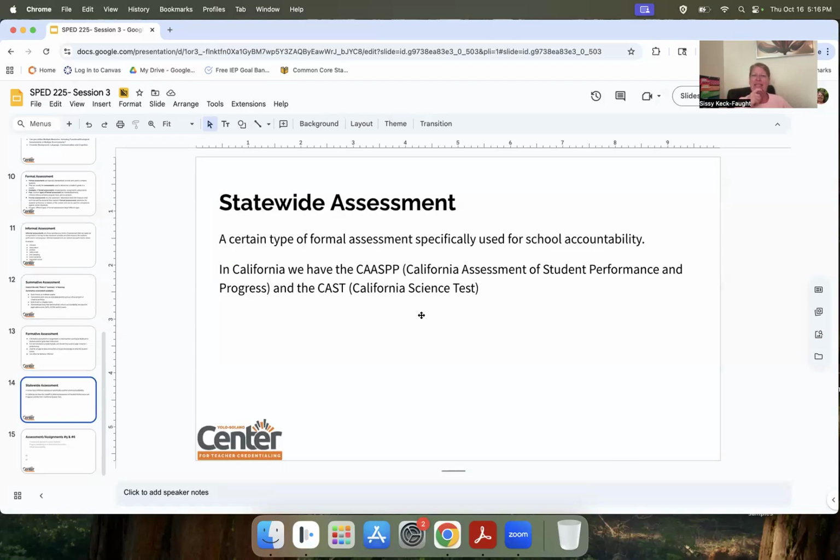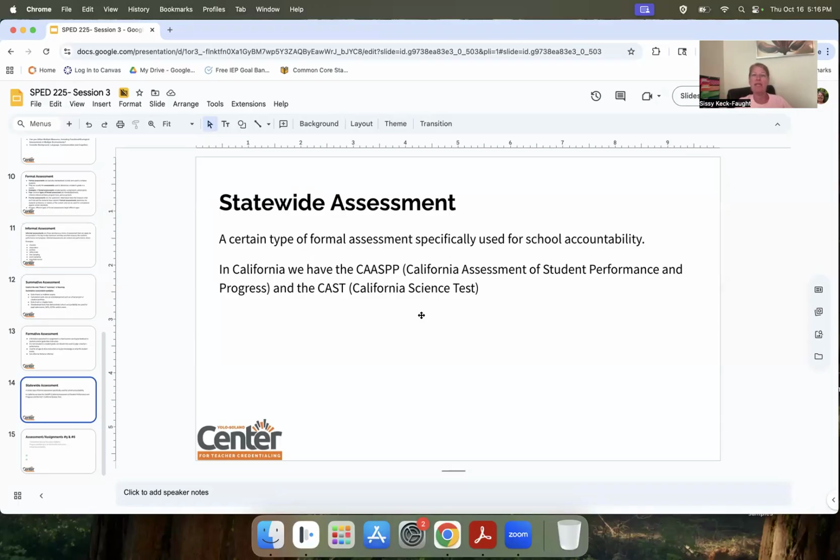And so in California, what we have is called the CAASPP, the California Assessment of Student Performance and Progress. We also have the CAST, which is the California Science Test. Any of your ESN counterparts can also give what's called the California Alternate Assessment, the CAA. But that is somebody who needs to hold that credential in order to give those.